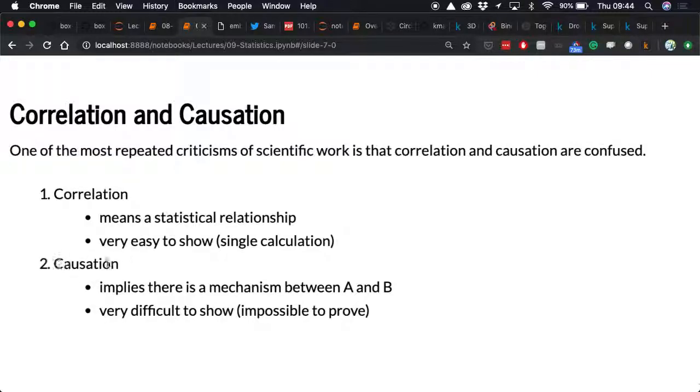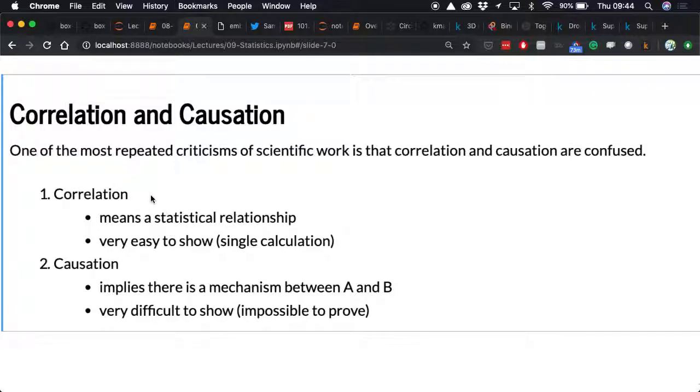And causation is a much higher bar to reach. What it implies is that there is some sort of mechanism between A and B. For correlation, you could say the number of cookies I eat is correlated with my weight. The correlation could go in one direction or the other: the heavier I get, the more cookies I eat, or the more cookies I eat, the heavier I get. The correlation doesn't imply any directionality, but the causation, of course, does, so that there's a mechanism between A and B. And so it's much more difficult to show and sort of impossible to prove.